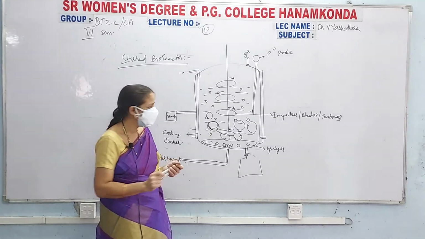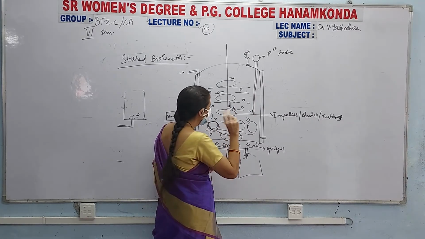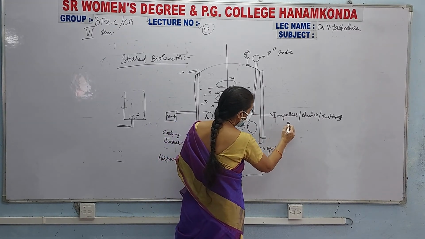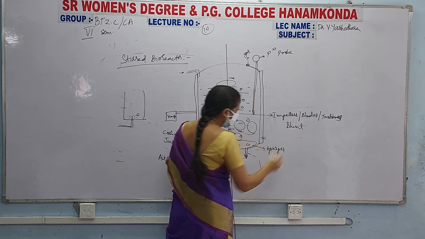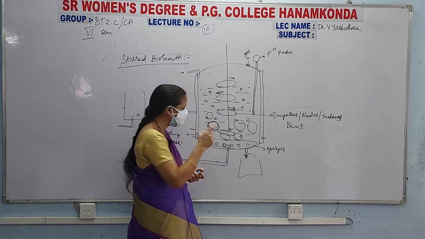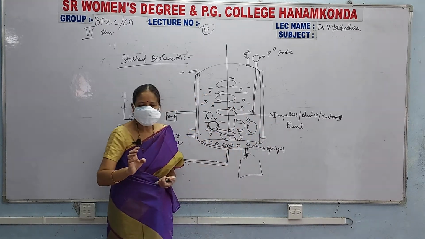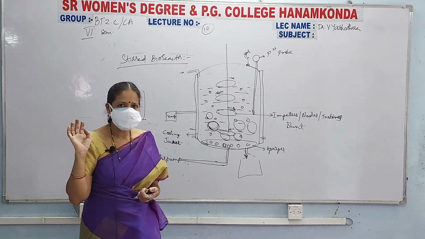Next thing, these blades should be blunt, not sharp blades. Why? Because the sharpness of the blade may damage our microbial cell. For that reason, the blades should be blunt so that they cannot damage our microbial cell.